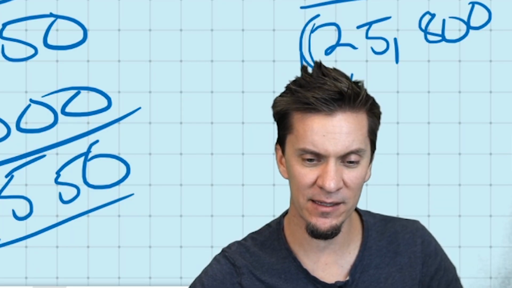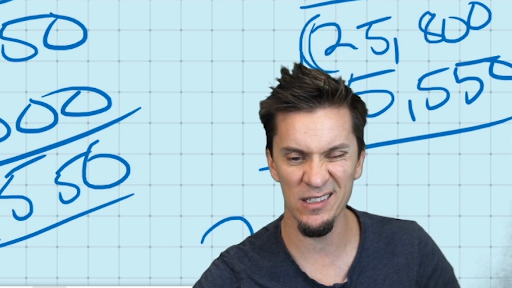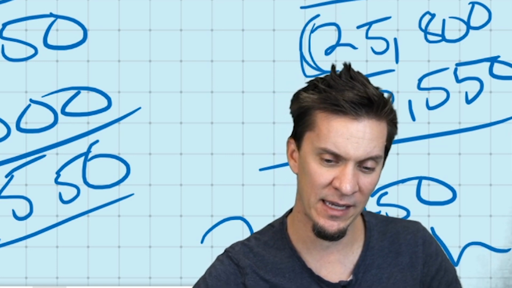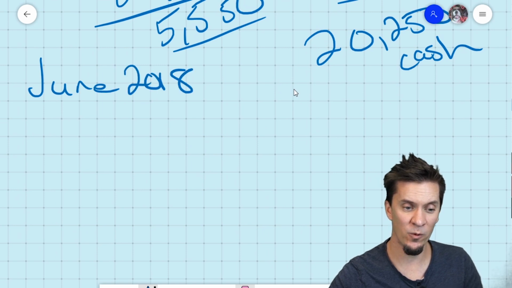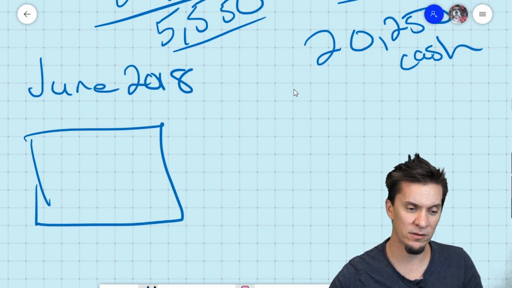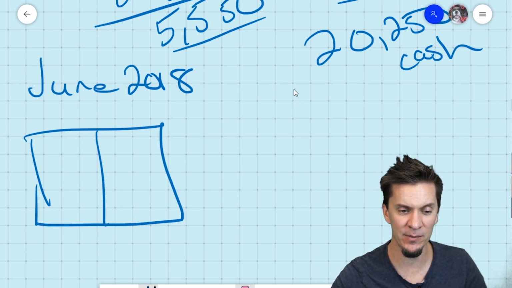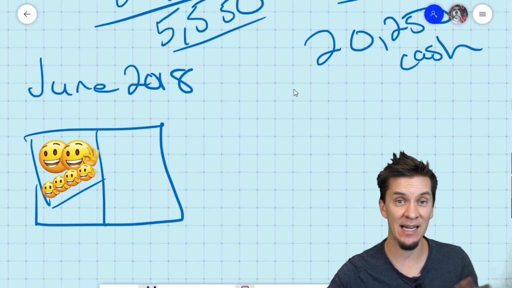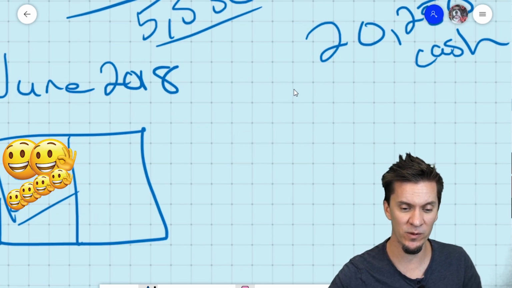If I subtract the 5,550, it actually means that I have 20,250 left, and this is cash in our piggy bank still. In June of 2018, we started to divide it into two. And what happened is, at that exact moment, a family of 6 people, we have 2 big heads and 4 little heads, they decided to say, hey, we're coming, we have 2 weeks, you just got the keys, and we will be there as soon as possible.